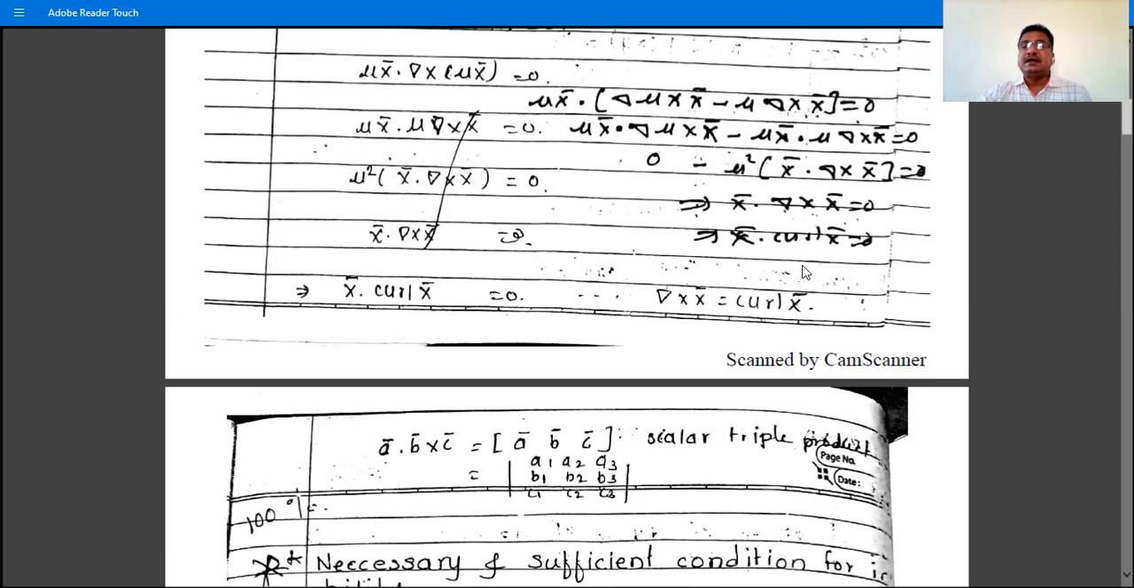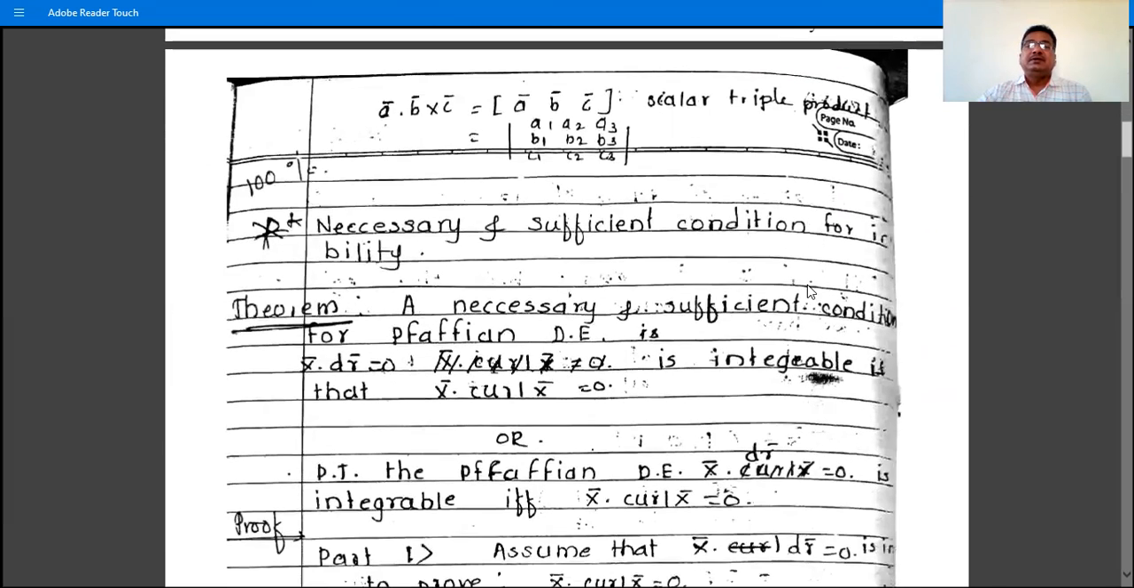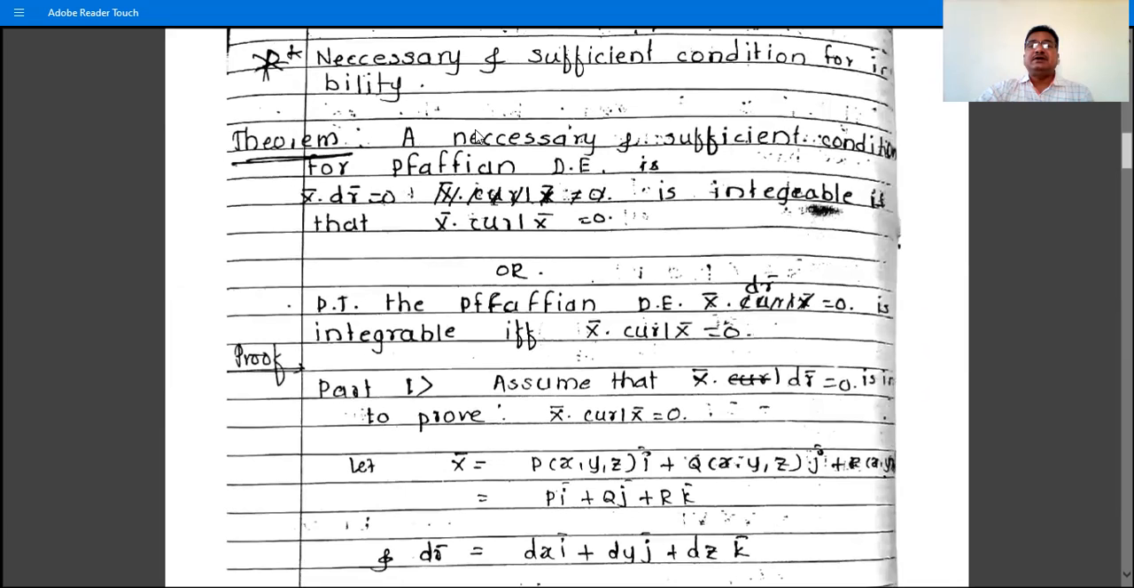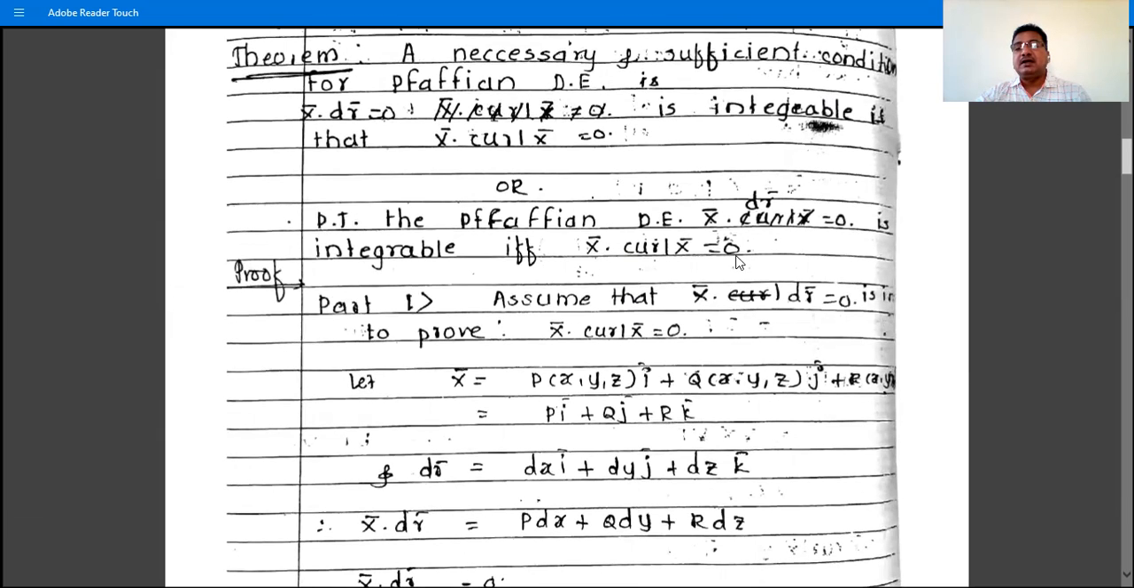Okay, this is the second part. So the next theorem is the necessary and sufficient condition for integrability. This theorem is very important: a necessary and sufficient condition for a Pfaffian differential equation x bar dot dr bar is equal to 0 to be integrable is that x bar dot curl x bar is 0. The Pfaffian differential equation x bar dot dr bar is equal to 0 is integrable if and only if x bar dot curl x bar is 0.